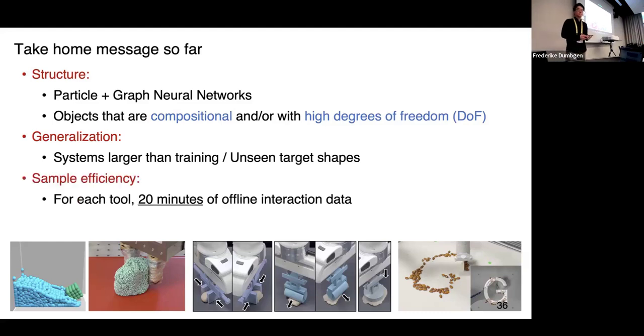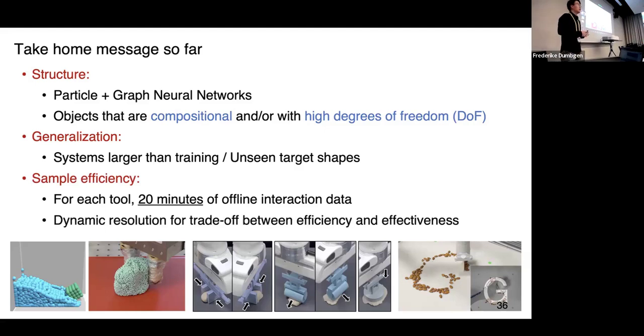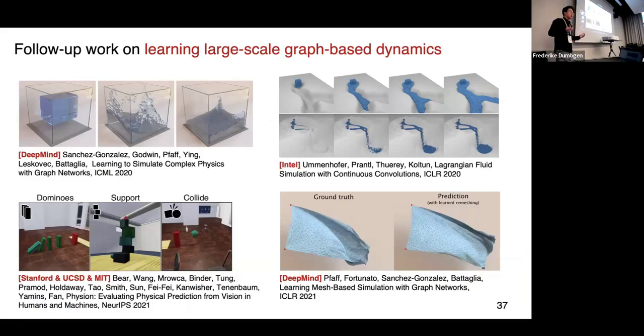In terms of sample efficiency, for each tool, we only require about 20 minutes of real-world data. The compositional structures really benefit the sample efficiency. And also, by selecting the number of particles automatically and dynamically, you can use 10 particles to represent the environment, or you can use 1,000 particles. The capability of representing the environment at different levels of abstraction gives you a great trade-off between efficiency and effectiveness.